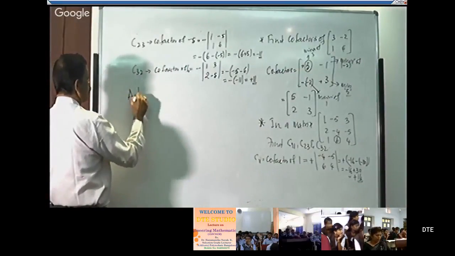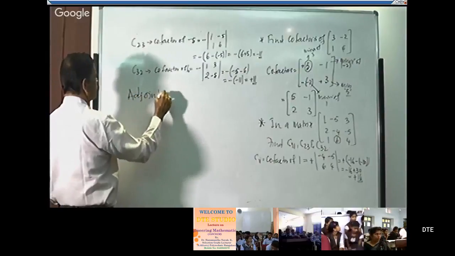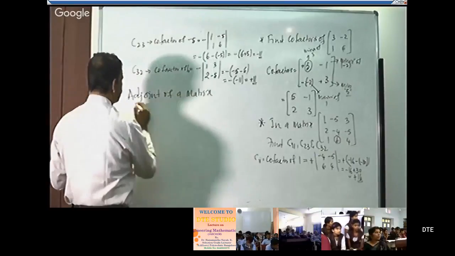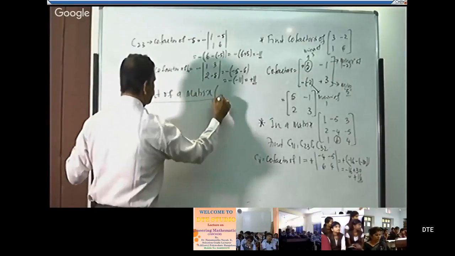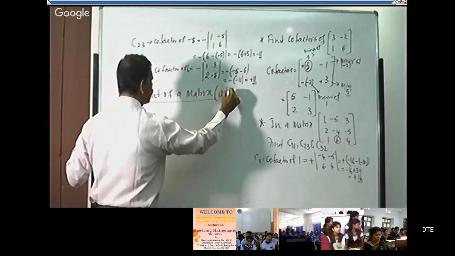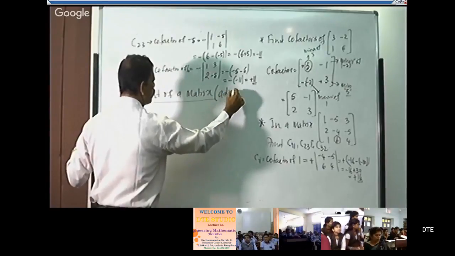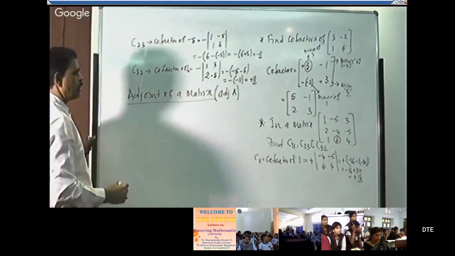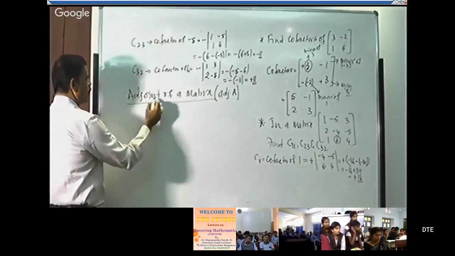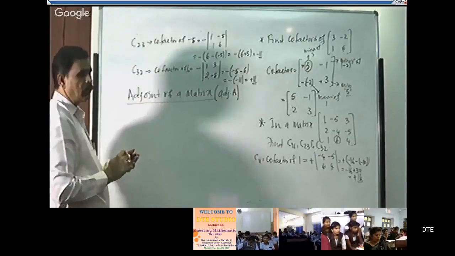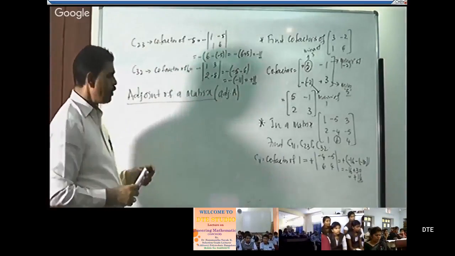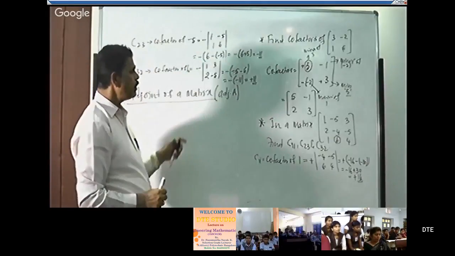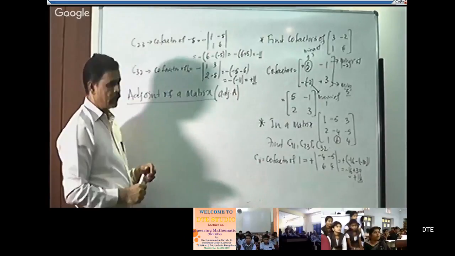Next, adjoint of a matrix. Adjoint of a matrix is always denoted by adj A, adjoint A, for a matrix A. Adjoint of a matrix depends on cofactors. So we know how to write the cofactor of an element. For all the elements, we can write the cofactors.